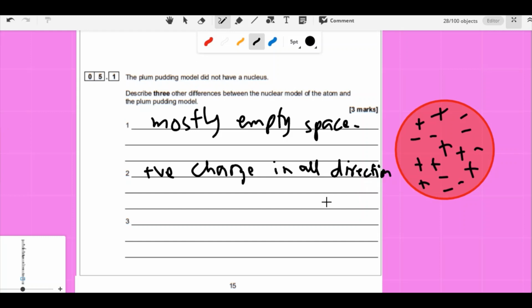Okay, and the next one. In the nuclear model the electrons and the nucleus are separated from each other, while in the plum pudding model there is no separation between the positive charge and the electrons. So in the plum pudding model there is no separation of negative and positive charges.